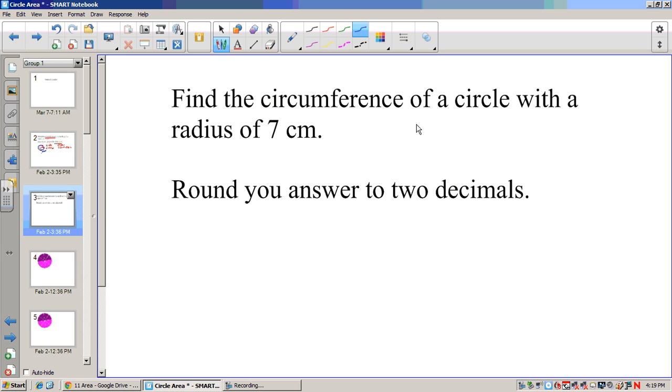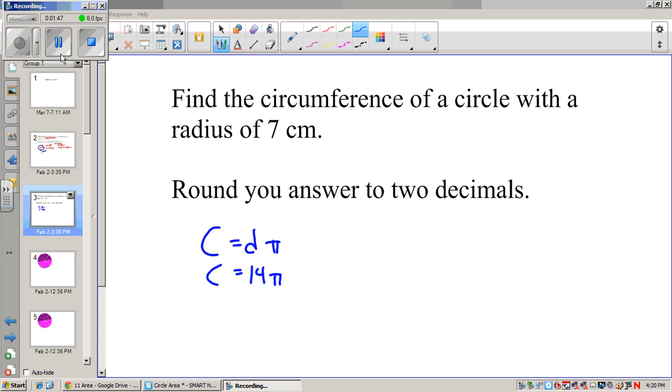Now find the circumference of a circle if the radius is 7, if we wanted to round to 2 decimals. So now we could do circumference equals diameter times pi. If the radius is 7, the diameter is 14. So 14 times pi is my answer. Now, if I put this into my calculator, 14 times 3.14, the circumference is 43.96 centimeters.